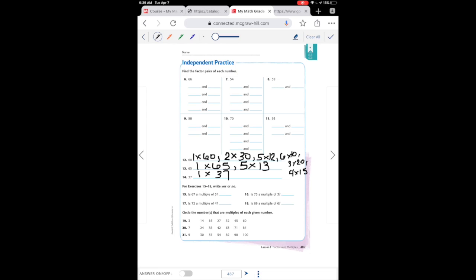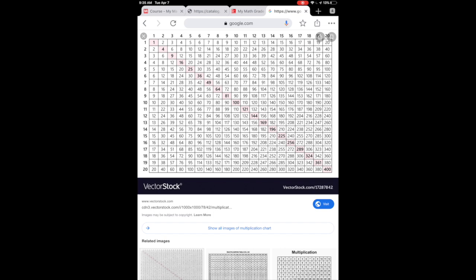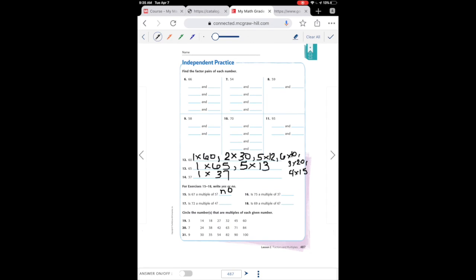Okay, number 15. For exercises 15 through 18, write yes or no. Is 67 a multiple of 5? So if I skip count by 5s, will I ever say 67? No. Is 75 a multiple of 3? If I skip count by 3s, will I say 75? Look at your multiplication chart. I get to 60, keep going from there. 60, 63, 66. Trying to give you some time so you can skip count. Yes, you will. Is 72 a multiple of 4?